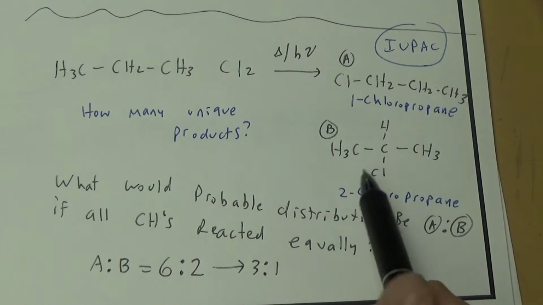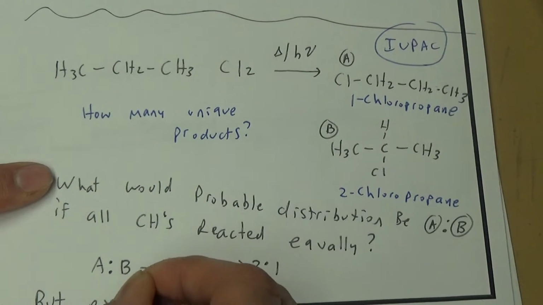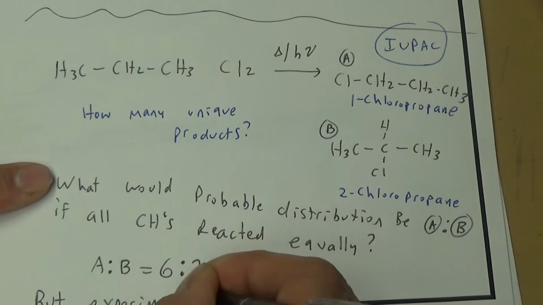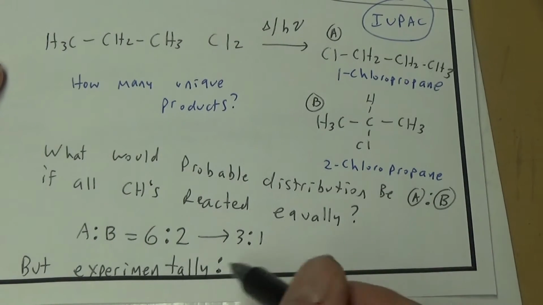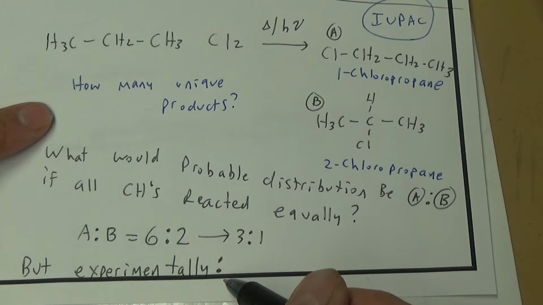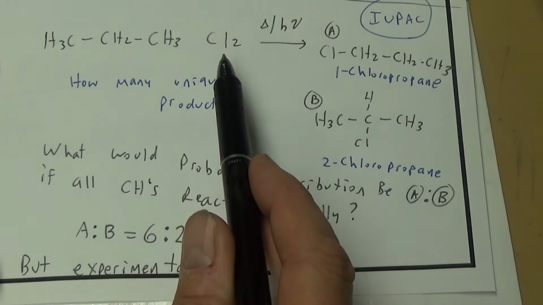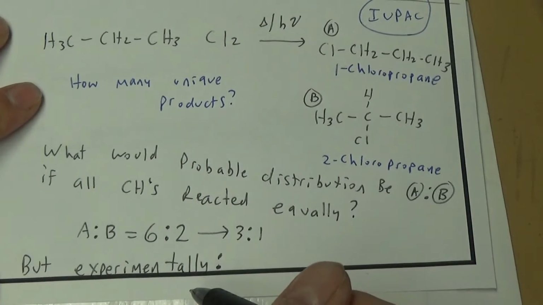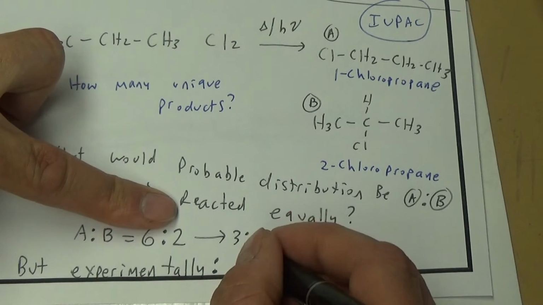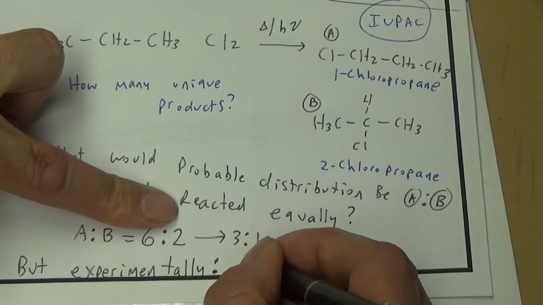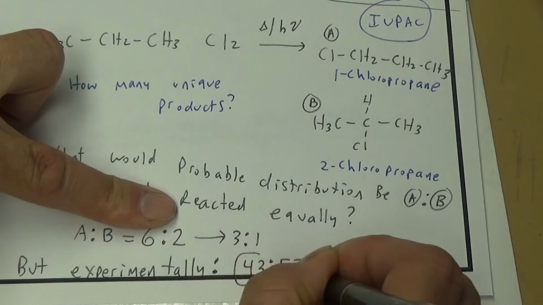You'd expect that, right? But experimentally, it's not that, and that's weird. The book goes into this, of course. Experimentally, you actually do this experiment in the laboratory. You get some propane and you react it with Cl2. And experimentally, the answer is not 3 to 1. It's actually 43 to 57. That is a little weird.